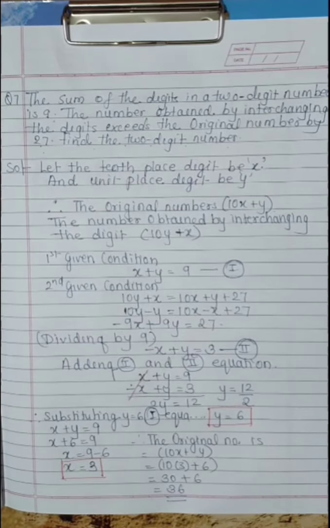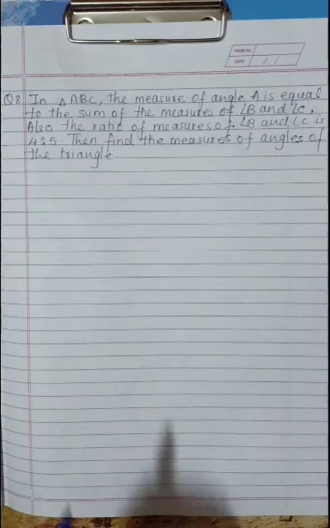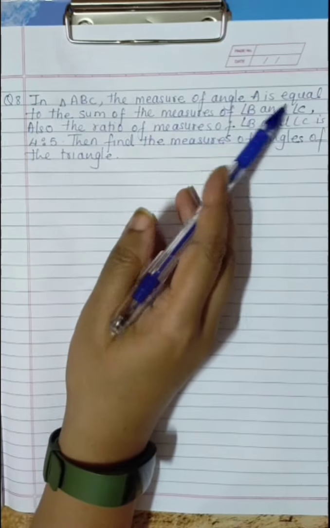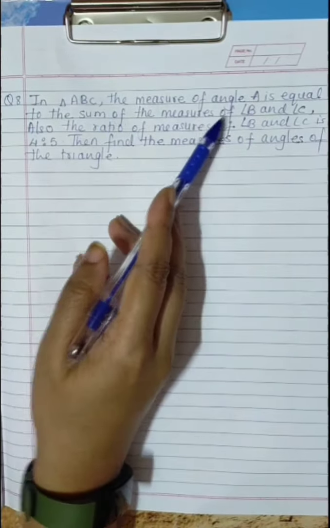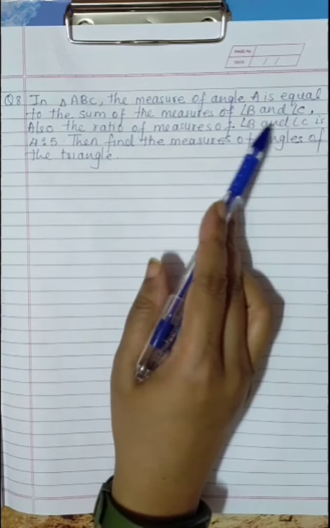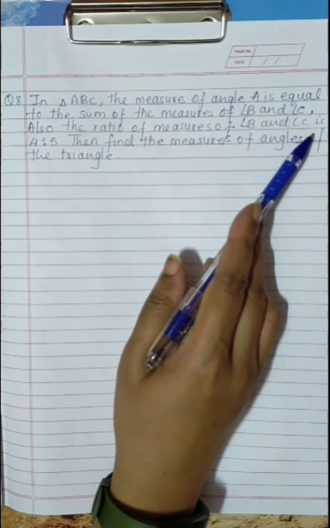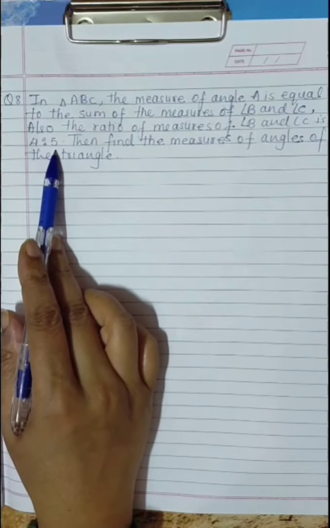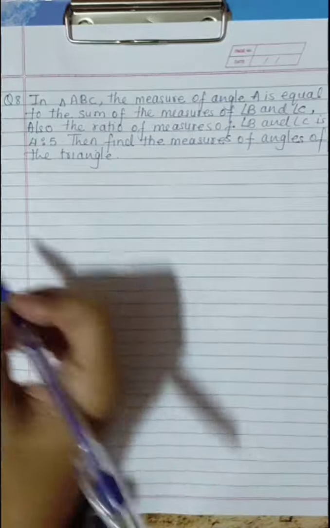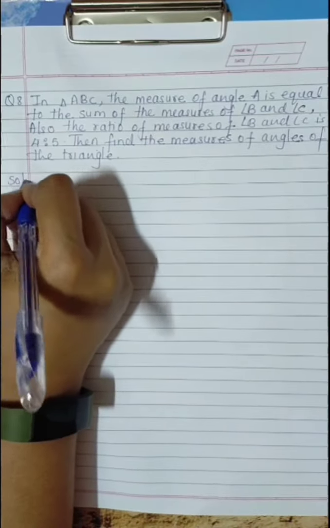Now we are going to solve question number 8 of practice set 5.2. Now question number 8 is given. In triangle ABC, the measure of angle A is equal to the sum of the measures of B and C. Also the ratio of the measure of angle B and angle C is 4:5. Then find the measures of the angles of the triangle. So we'll start with the solution.